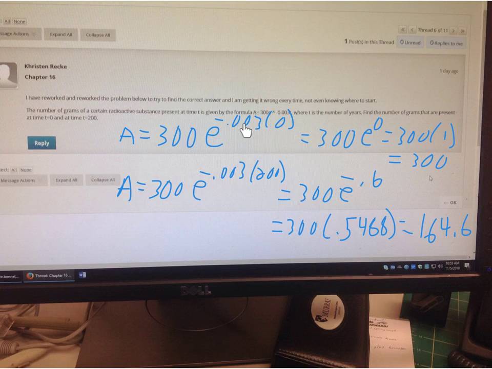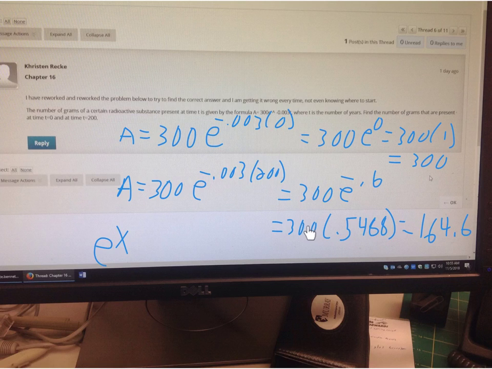In the second part, you want to put 200 in instead of 0. And so you multiply here, and that'd be minus 0.6. Now at this part, you have to put it into the calculator. On my calculator, I have an e to the x button. And so I just entered minus 0.6 and then hit this button, and I rounded it to 4 places, 0.5488.